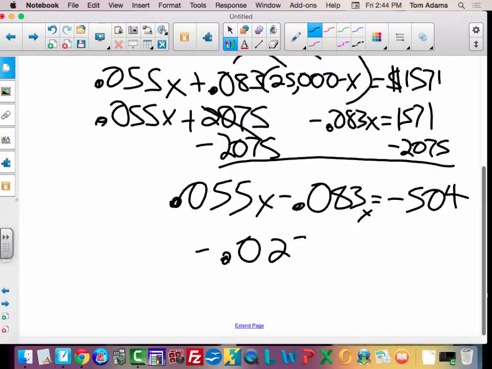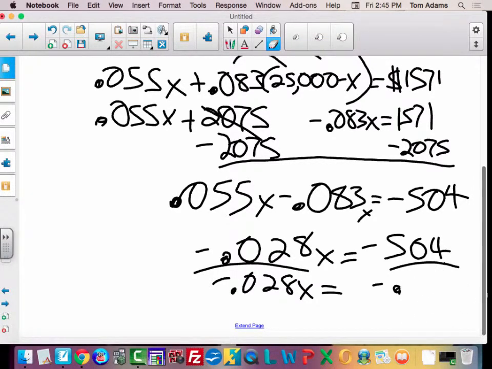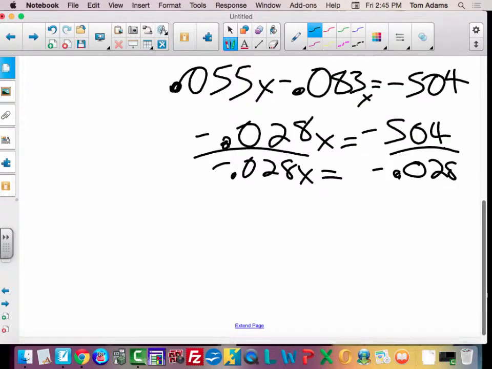It's negative 2, right? All right, here we go. X is equal to, are we sure this one's right? Yeah, it is. Negative 504. So we're going to divide both sides by 0.028x. Oh, it's 2.8, not 0.3. Is that right so far? Yep. What do we get? X is equal to 18,000.